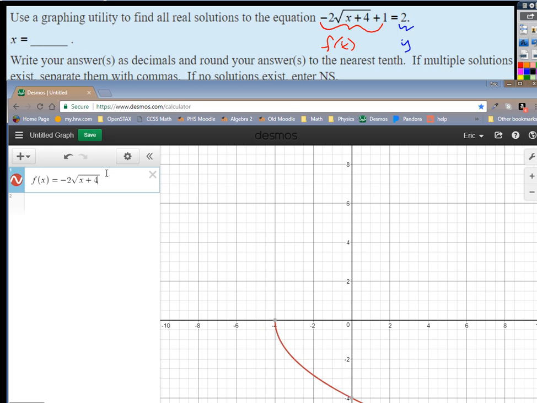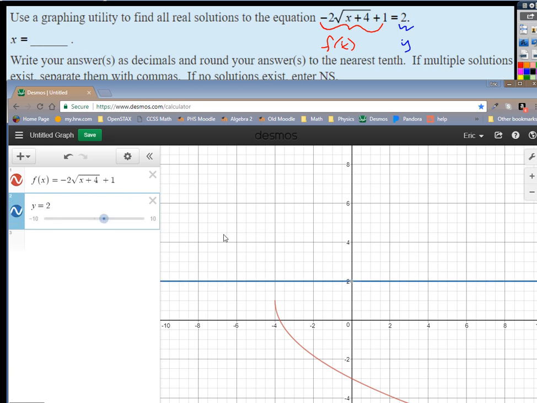I need to hit the right arrow to get out of the radical and then do plus 1. Right. Okay. So there you go. There's the left side, right? Now the right side of the equation, we can just set it to be 2. So just y equals 2.